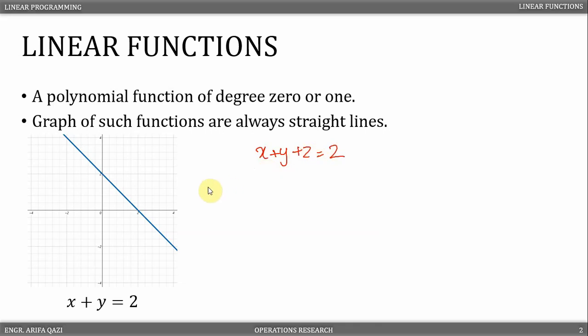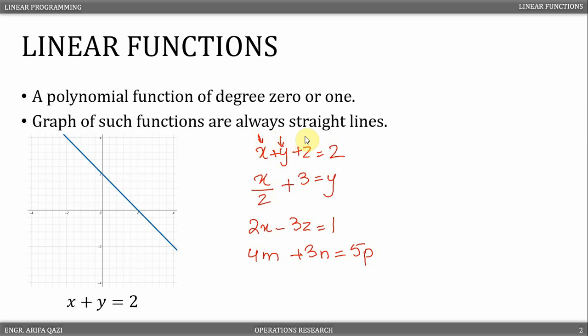Some other examples of linear functions include x by 2 plus 3 equals y, 2x minus 3z equals 1, 4m plus 3n equals 5p, and so on. Note that regardless of the dimensions, that is the number of variables involved in the expression, each variable or even a term of unknown has a degree or index of 1.